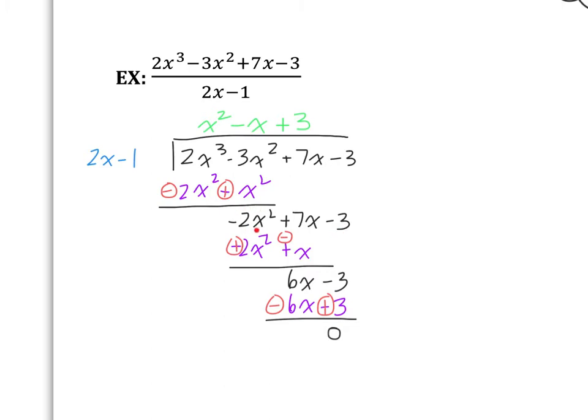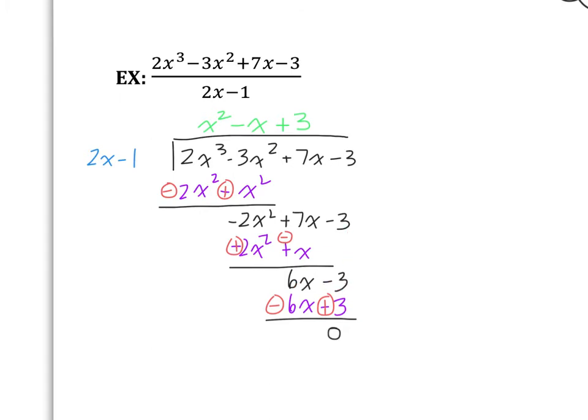Now I ask, well, what times 2x gives us negative 2x squared? That would be negative 1x. Multiply negative 1x times 2x minus 1. We get negative 2x squared plus x. Changing the signs because we have to subtract the quantity, we're going to be left with 6x, bring down the minus 3.